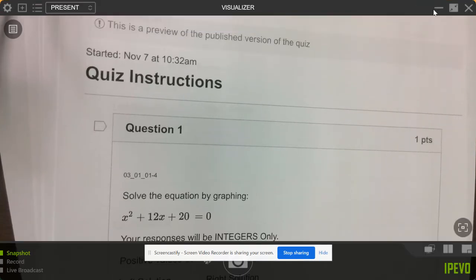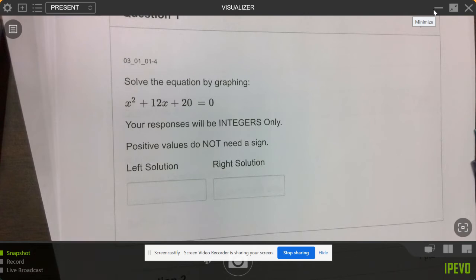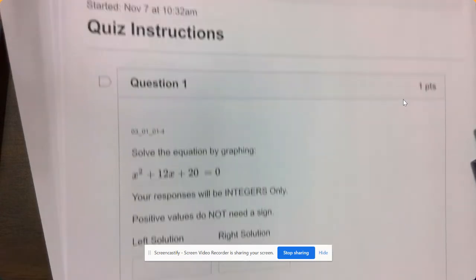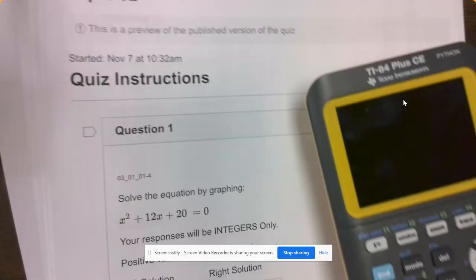Okay, so we're going to go over this one, everybody. It says solve the equations by graphing, so you want to use your graphing calculator, everybody. This is our practice quiz for solving quadratics. So we're going to solve by graphing.